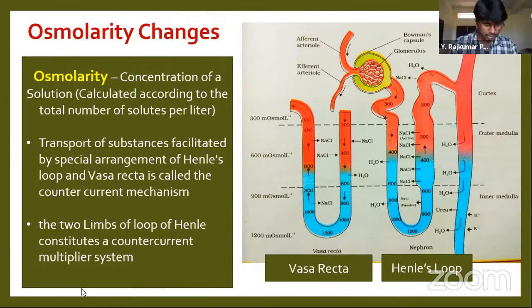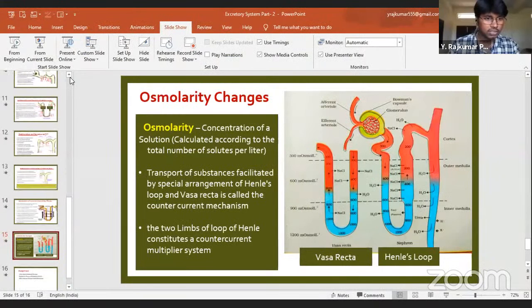Before learning this, let's see another structure finally. Wait one minute. Okay. Observe this structure.